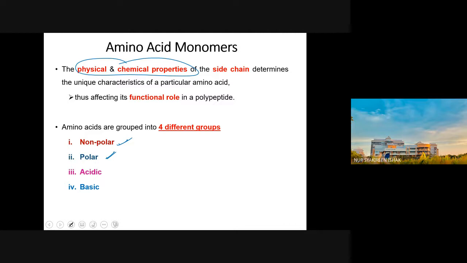Okay, so amino acids are grouped into four different groups: non-polar, polar, acidic or basic. Acidic amino acid, dia ada COO negative, carboxyl group. Kalau basic dia ada amino group. Kalau polar, side chain dia ada OH contohnya, ada SH contohnya. Kalau non-polar dia ada metil contohnya. Okay, ha, so kita akan tengok satu-satu.